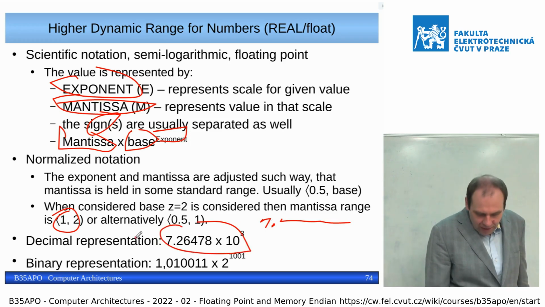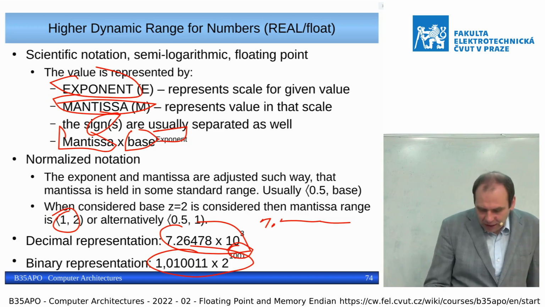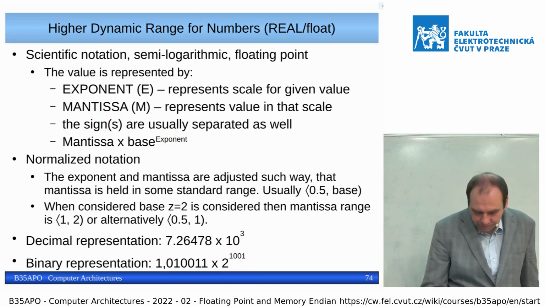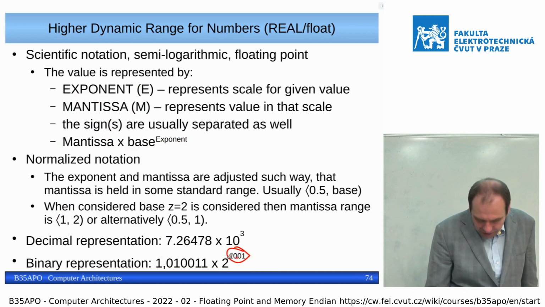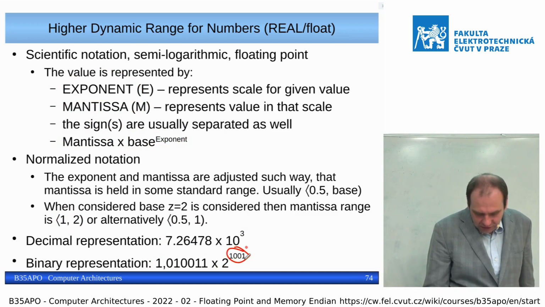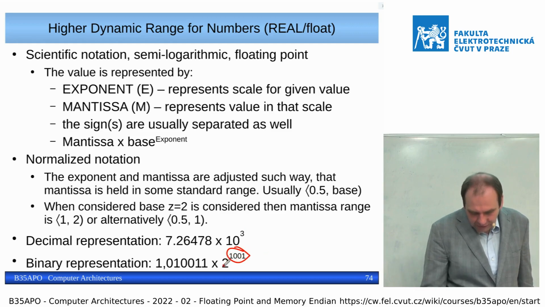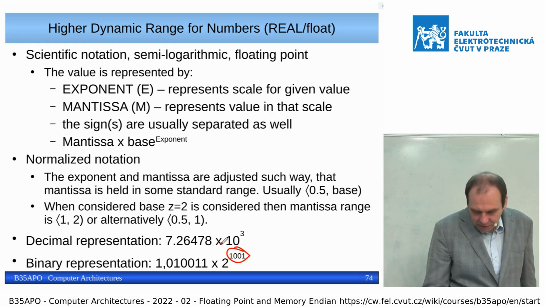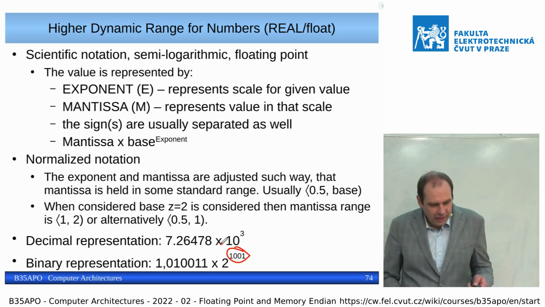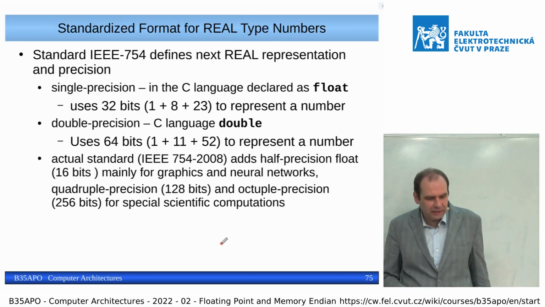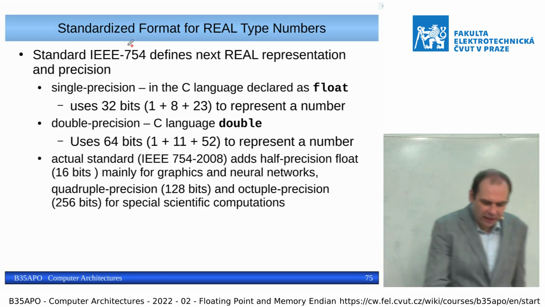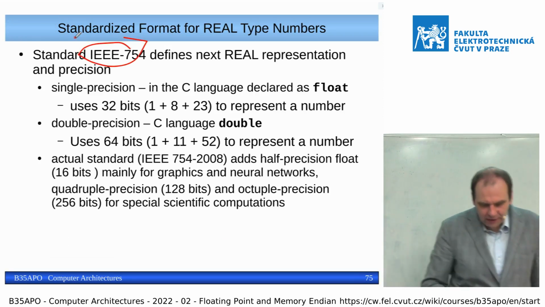So for decimal it would look something like this. For the binary we have done one change: the power is now not written in decimal, but even this 2 power 9 is now written in binary. And such numbers can be easily represented in the memory, and there is a standard, IEEE 754.